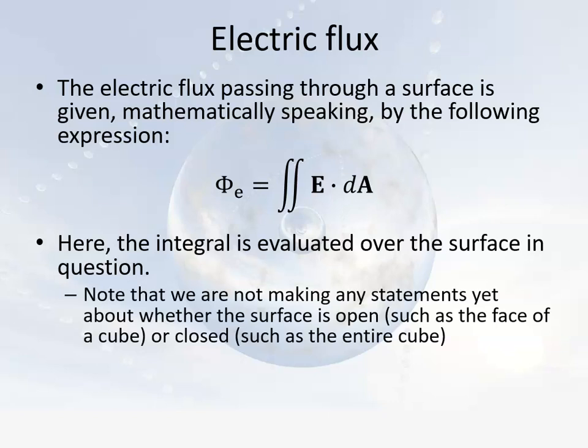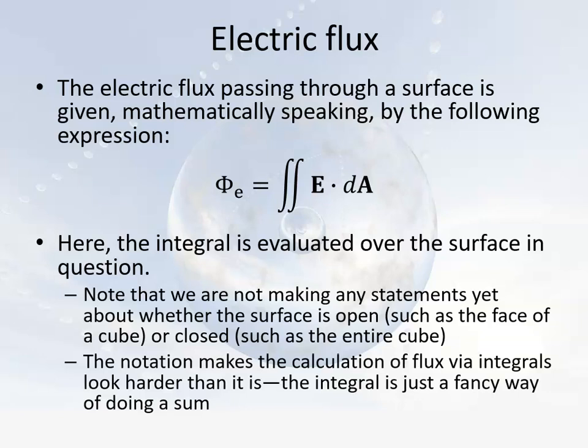So note that we're not making any statements yet about whether this is a closed surface or an open surface. In other words, this could just be the formula for the electric flux through a square, or a rectangle, or a pentagon, or a dodecagon, or something like that. Or it could be closed, like a dodecahedron, or a cube, or a sphere.